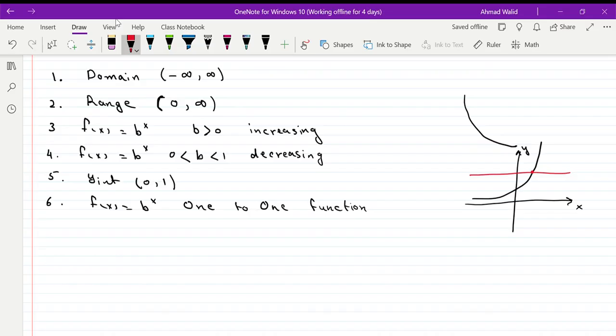If I put one more characteristic, when you have f of x equals b to the power of x, your graph is approaching the x-axis really, really close, but never intersects the x-axis, which we call the x-axis the horizontal asymptote. These are the main characteristics of an exponential function. Correct?